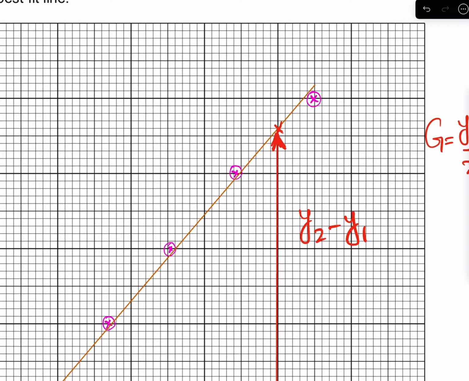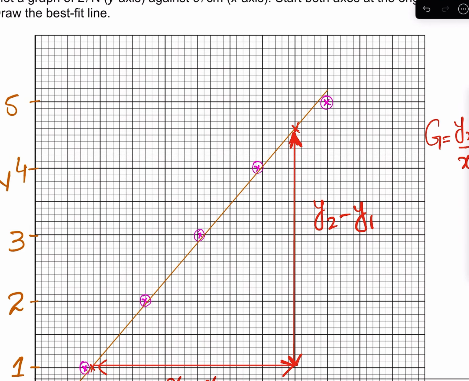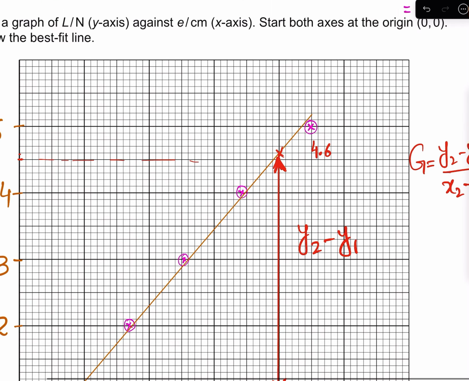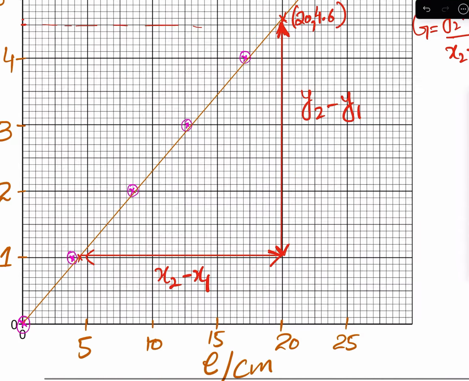So what are these coordinates? It's 4.5. Each block is showing 0.1, so 4.5 and 4.6. So y is 4.6 and x is 20. So it is 20 and 4.6.